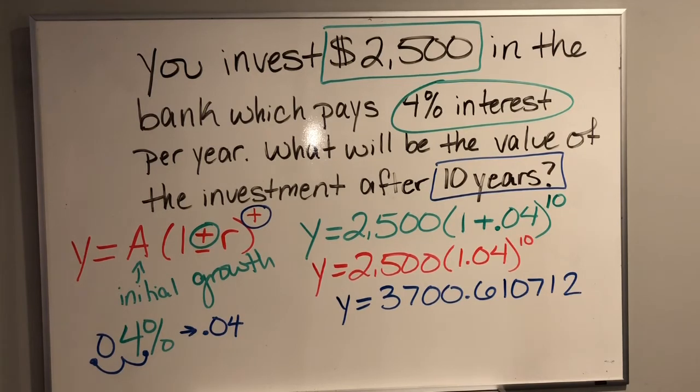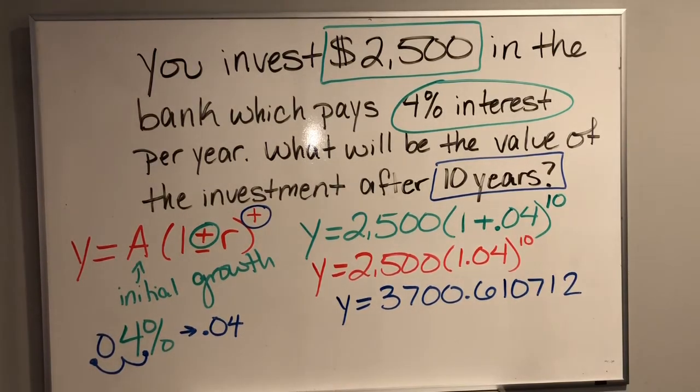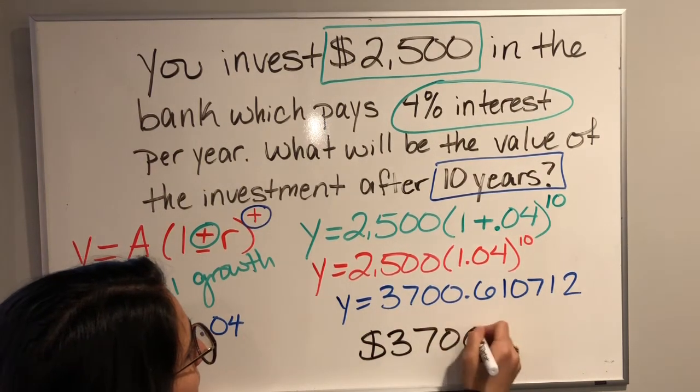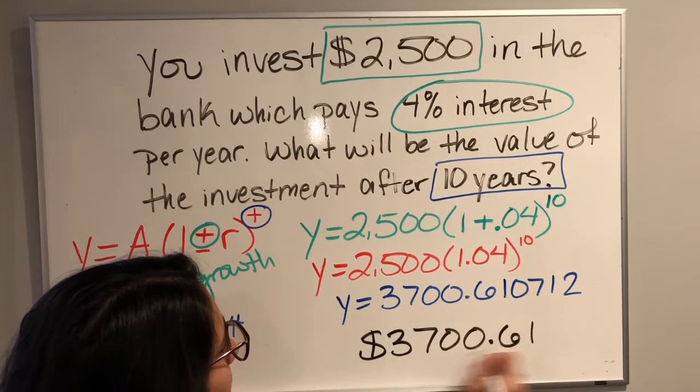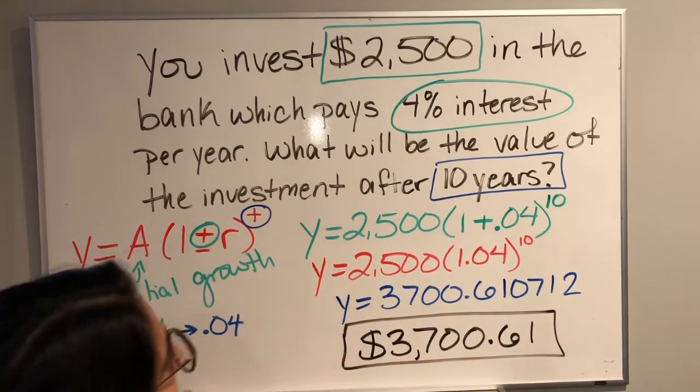We are talking about money here, and we're looking to see how much money we would have after 10 years. When we look at our bank accounts, we don't see this many decimals in our bank account, so we do want to round this. So we're going to make this $3,700.61. So this will be our final answer, okay?